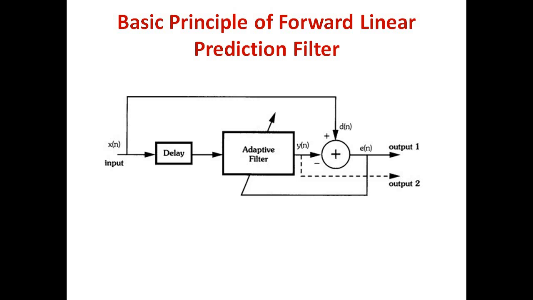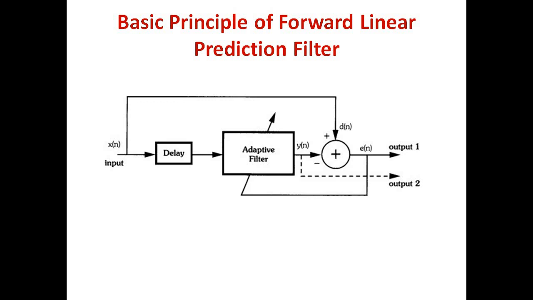Basic principle of a linear prediction filter. You can see a diagram there where x of n is there, and d of n is a direct representation of the given input signal x of n. There is a delay, followed by an adaptive filter. The output of the adaptive filter is represented by y of n, and we have an expected signal e of n at the output, which is the prediction error.